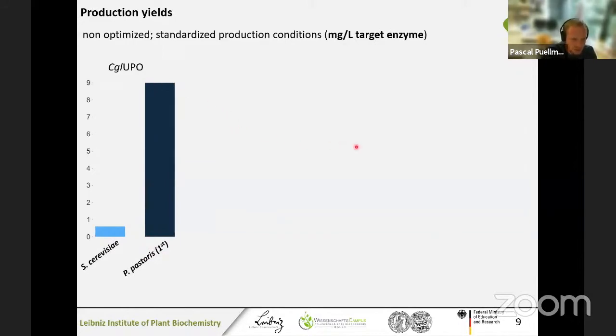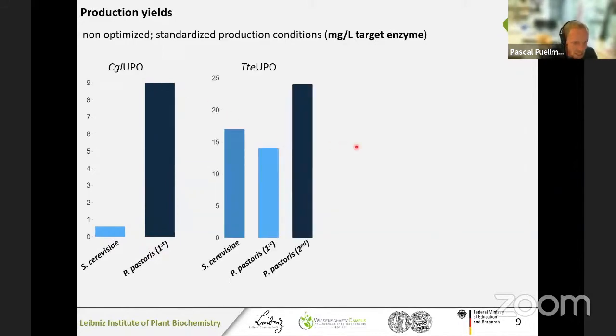So, very good yield to work with. TTE UPO was a different case. Here we actually had a very high production titer already in Saccharomyces. Then we lost a bit when we got to Pichia pastoris due to the signal peptide shuffling, but we recovered that when we also implemented the simultaneous promoter shuffling. So here we are nearly close to 25 milligrams per liter in shake flasks.